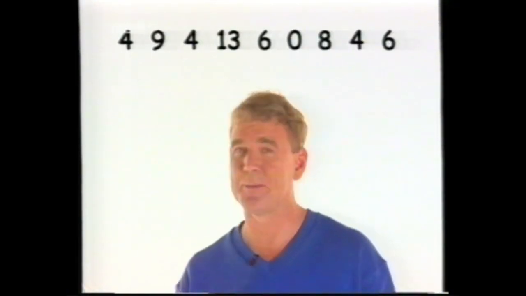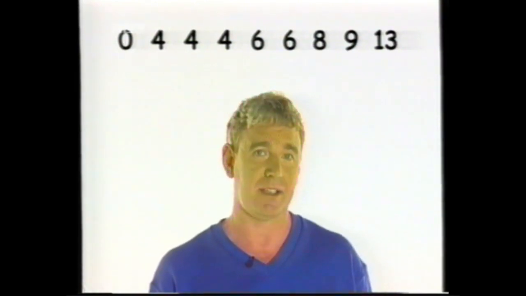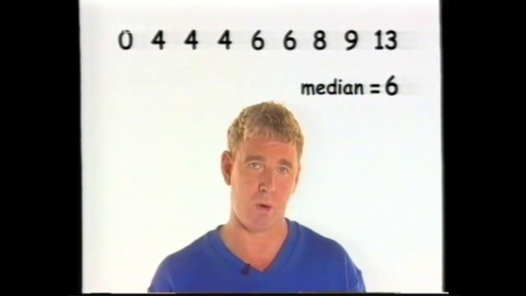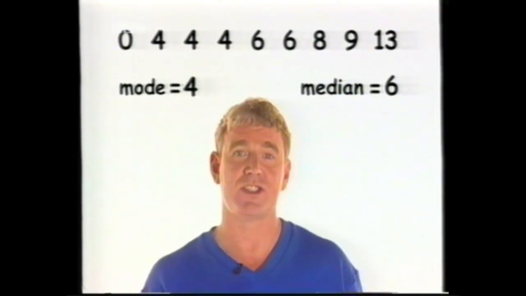What happened to the median and mode? Let's see. Sort the numbers into order first. The middle value is still 6, so the median is the same as it was before. And the score most people got, the mode, is still 4. So maybe the mode and the median are fairest after all.